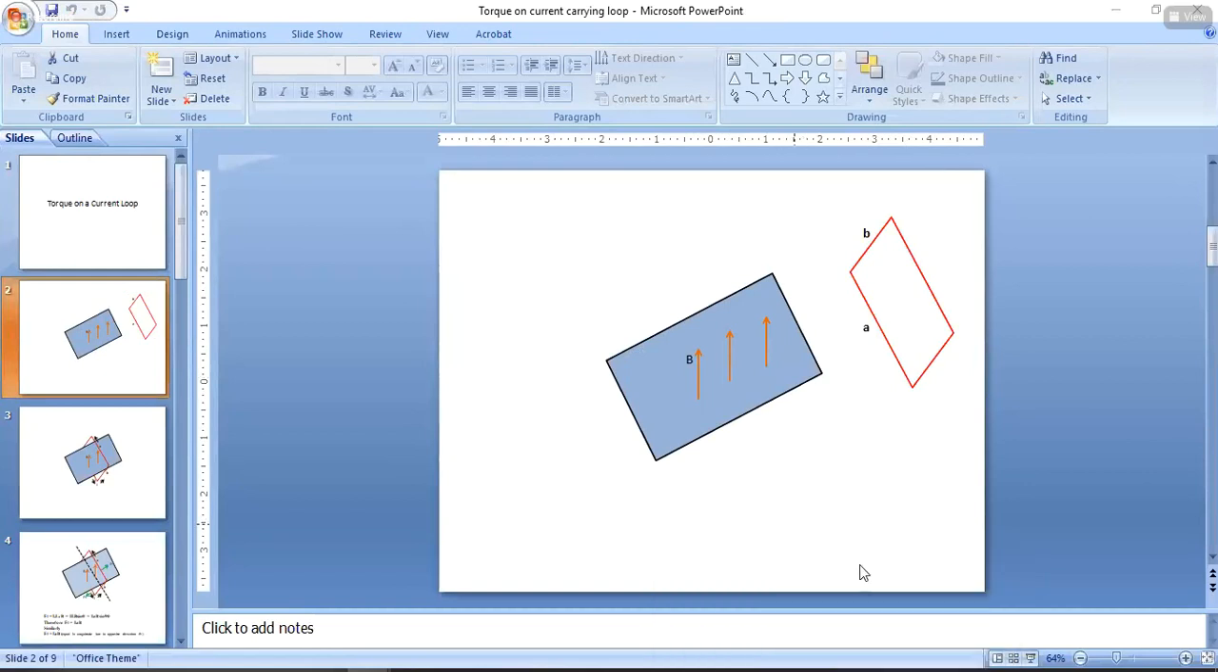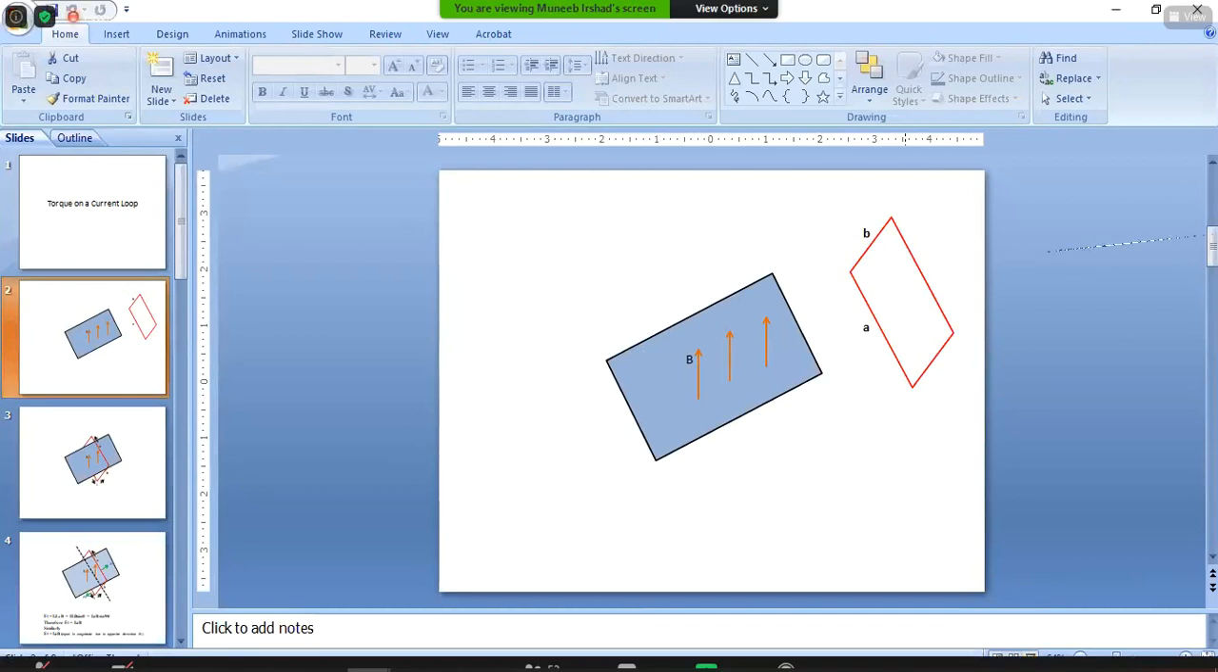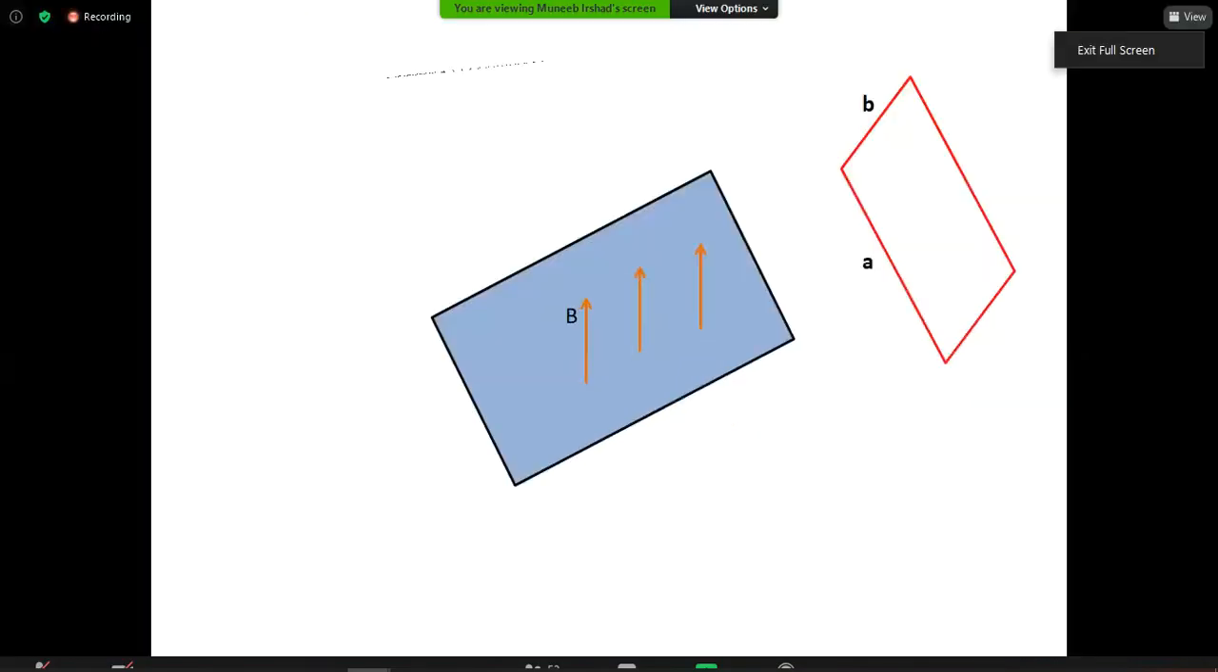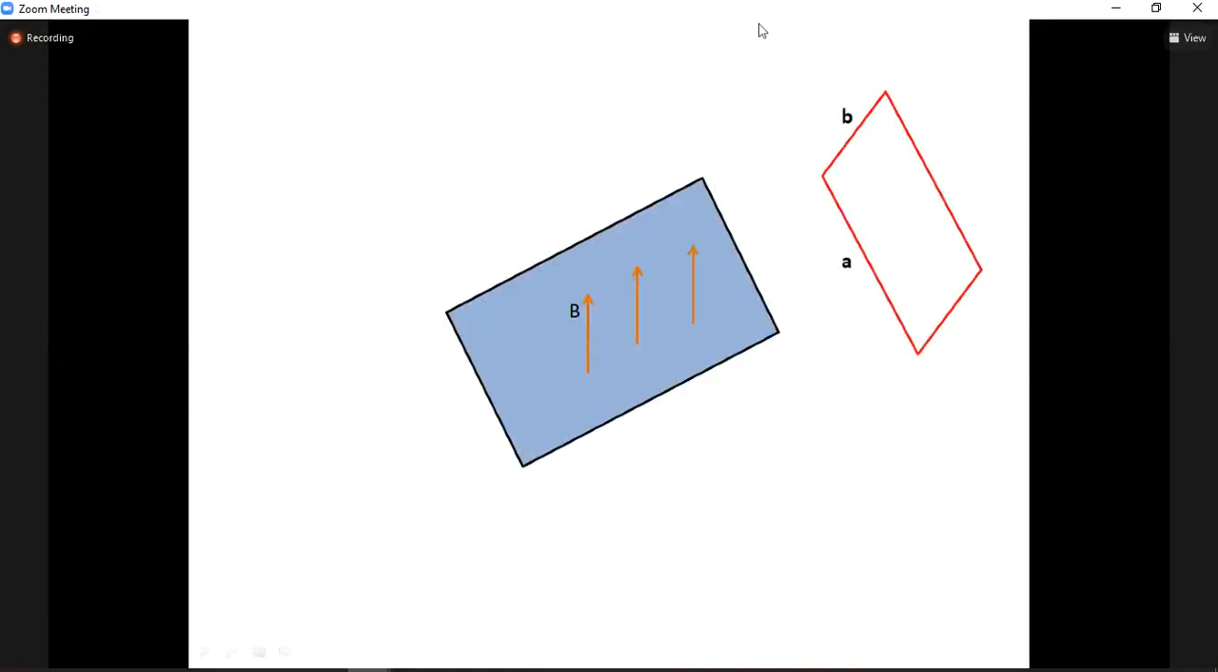Okay, now are you getting the figure, beta? Yes, yes, sir. जी sir. Okay, fine. Okay. एक second बेटा.